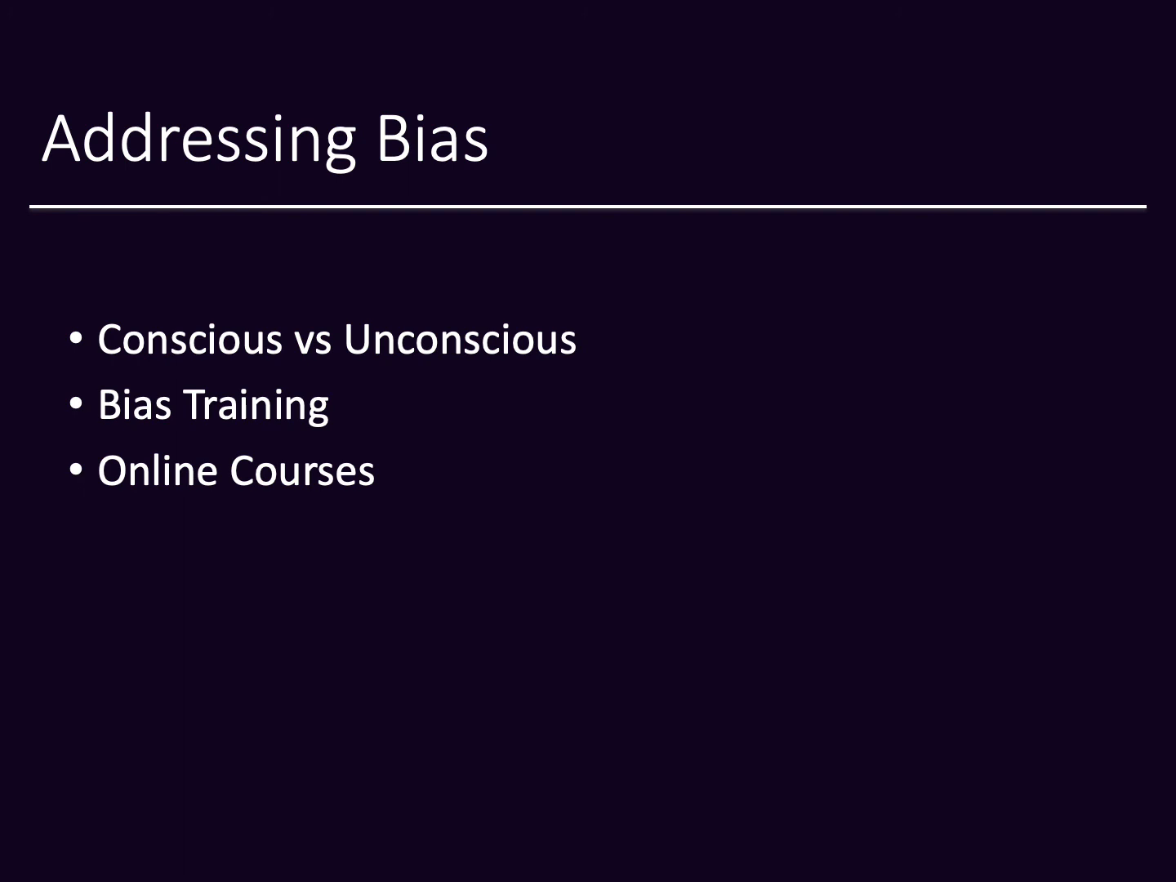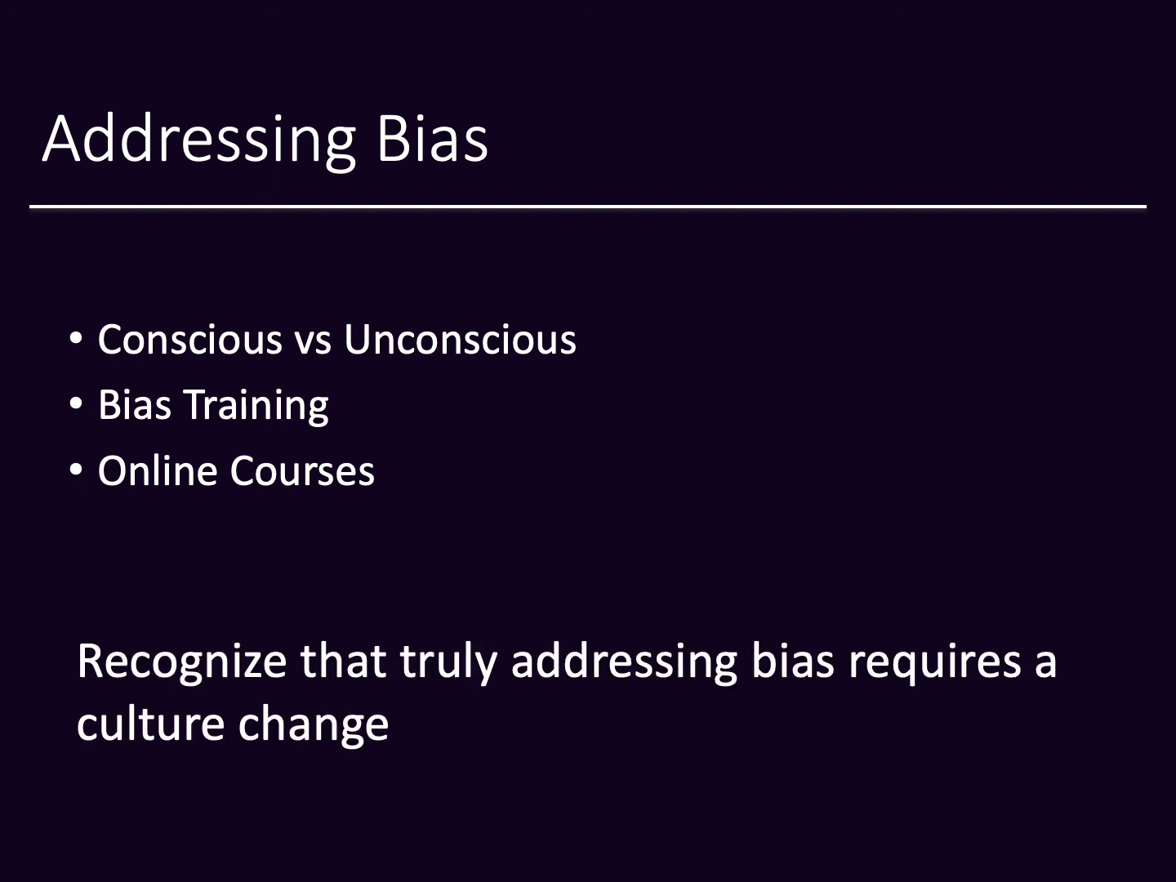How can bias be addressed? Both conscious and unconscious bias must be addressed. This can be done through bias training and online courses. I find it important to think about instances in my own life where I have seen bias. I often don't notice them right when they happen, but I do recognize them retrospectively. I think it's important to address bias immediately when it's seen, to recognize it and to address it. It's also important to recognize that truly addressing bias requires an overall culture change.